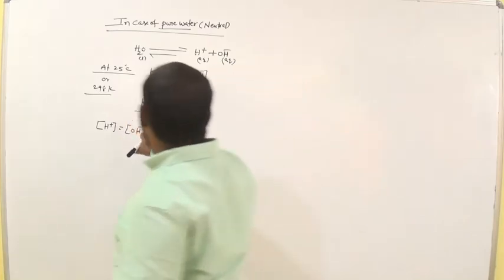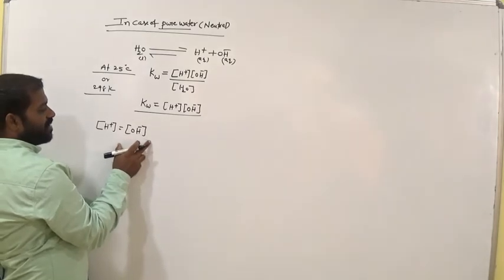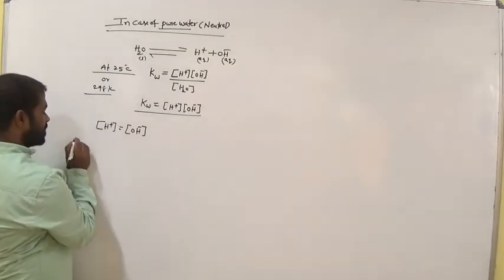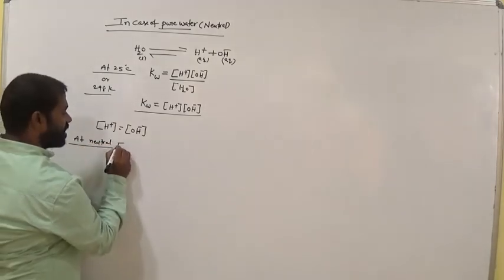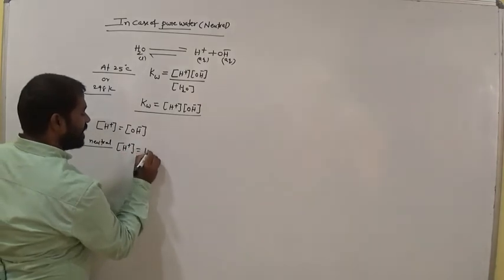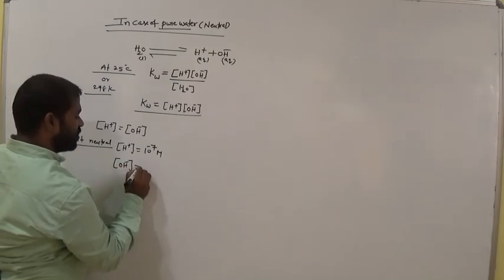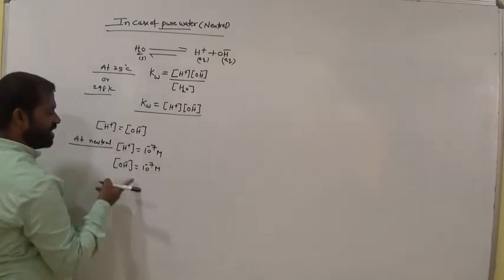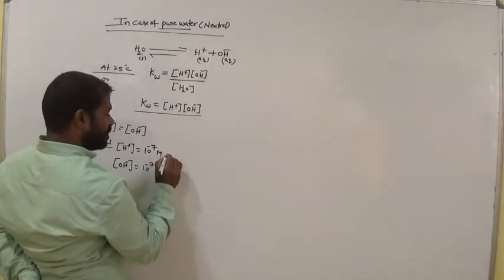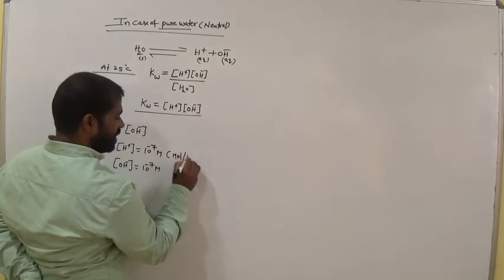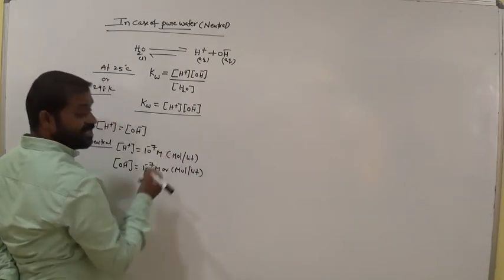So at 25 degrees Celsius, pure water is neutral. That means number of moles of H plus equals number of moles of OH minus, and at neutral condition the molar concentration of H plus is taken as 10 power minus 7 molar, remember this, and the molar concentration of OH minus is also 10 power minus 7. Why? Because both are equal. And remember, what is another unit for M? Mole per liter, very, very important units.